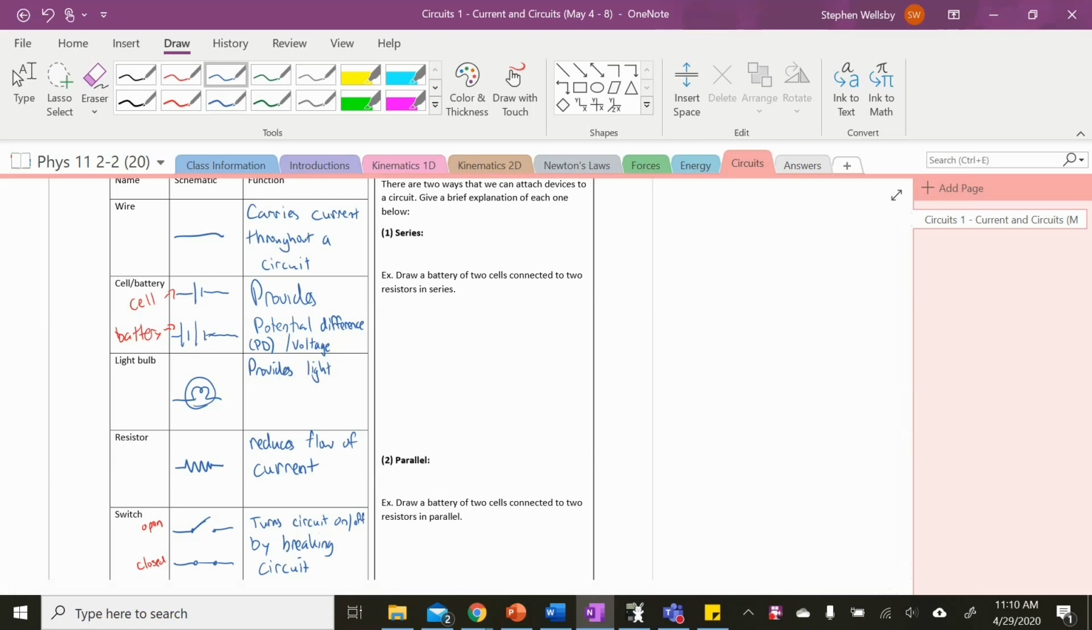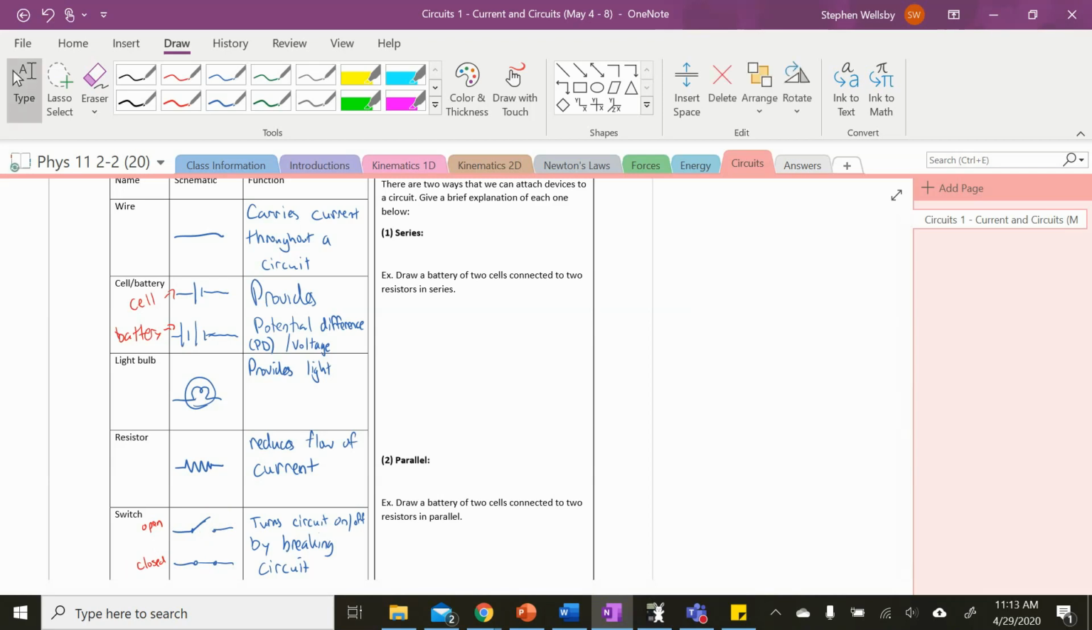And then for a switch, there's two symbols. This is when it's called open, and this is when it's closed. And they refer to how the circuit is. So a circuit with the switch in this position here is called a closed circuit, meaning it completes a full loop. And an open circuit would be like this, meaning it does not provide a full loop. It's not closed.